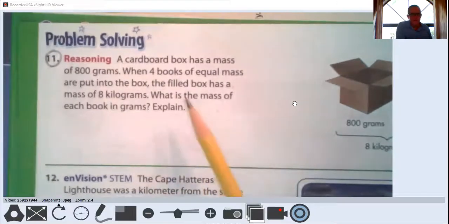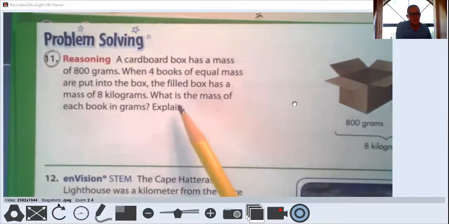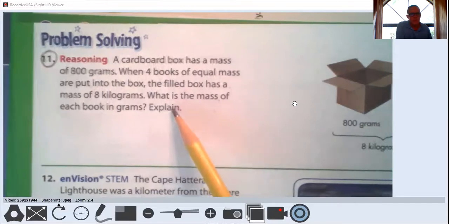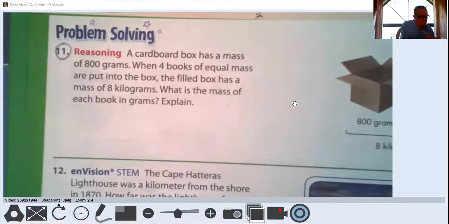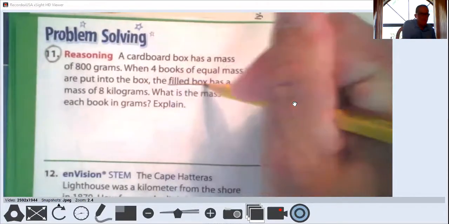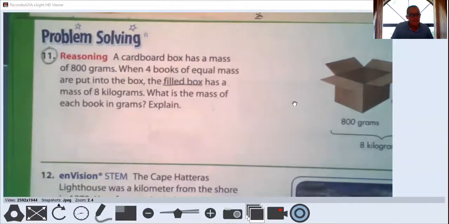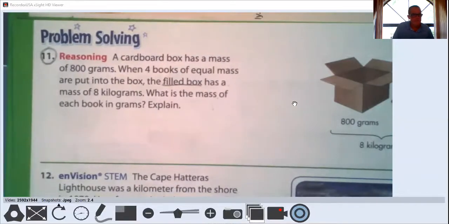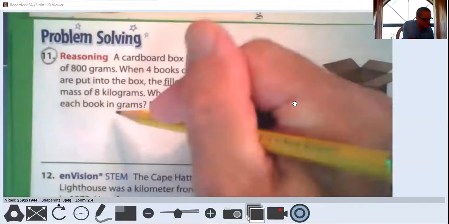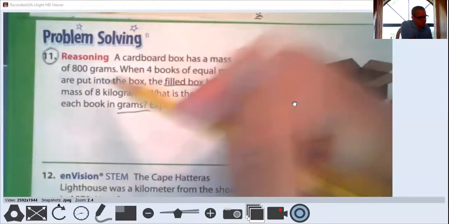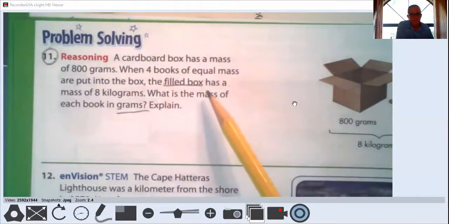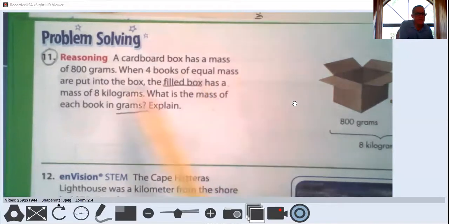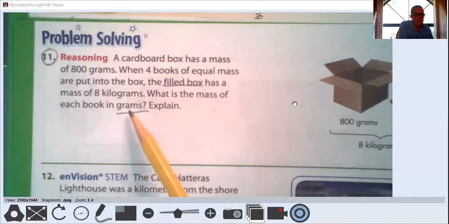A cardboard box has a mass of 800 grams. When 4 books of equal mass are put into the box, the filled box has a mass of 8 kilograms. What is the mass of each book in grams? Grams. So we started out with 800 grams, that's how much the box weighs. And then once he puts all 4 books in the box, it weighs 8 kilograms. But it's asking us, what is the mass of each book in grams?